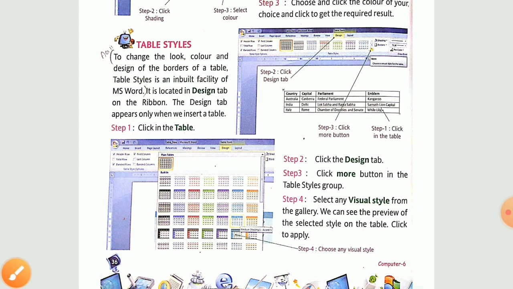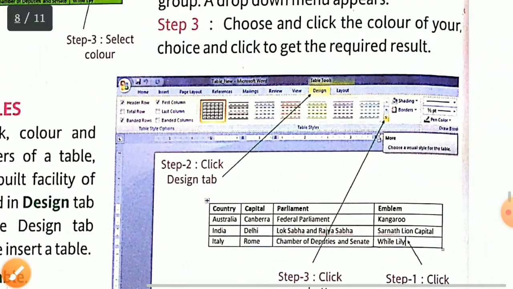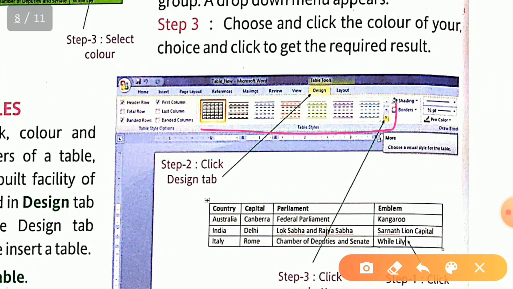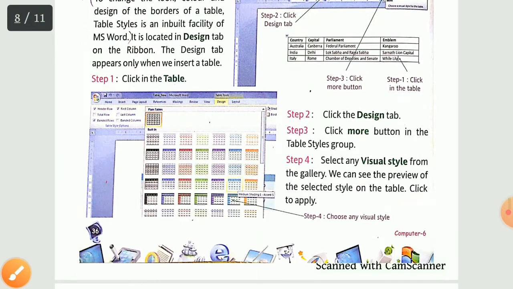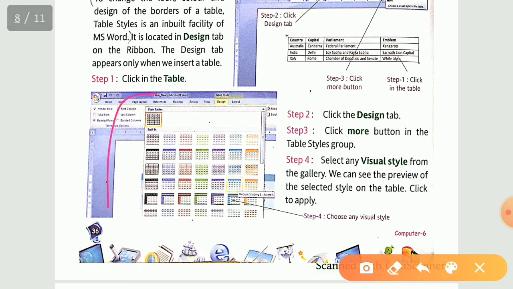Step number 1, click in the table. Anywhere inside the table you click on it firstly. Step number 2, click on the design tab. Again, it is the last second tab, design tab, click on it. Step number 3, click the more button in the table style group. Now see, table style group is this one. Okay, when you click on this more option, it means that bottom arrow. Yes, you are having one top arrow, one bottom arrow, right? So on that bottom arrow you click, it is our more option button. Okay, when you click on it, then this kind of thing you would be able to see.